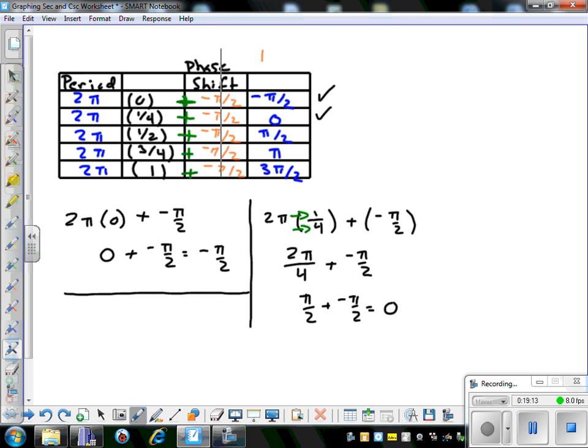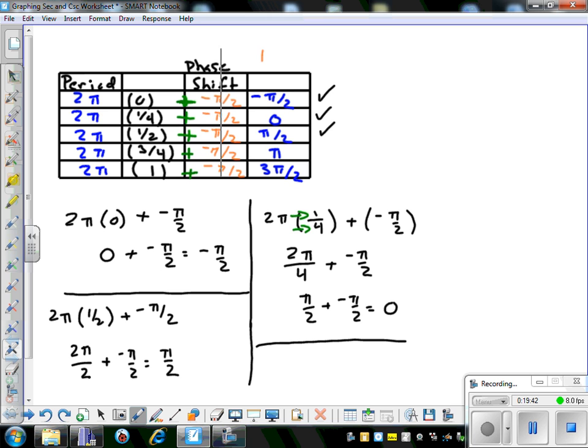Working out the next spot, 2 pi times 1/2 plus negative pi divided by 2. That's going to give me 2 pi divided by 2 plus negative pi divided by 2, which is going to give me 2 minus 1, which is 1, so it's just going to give me pi divided by 2.